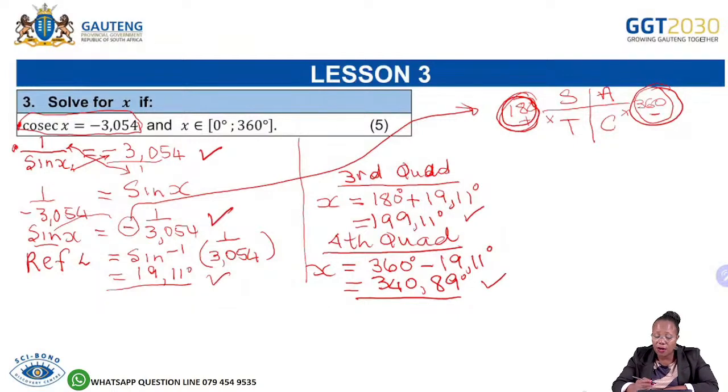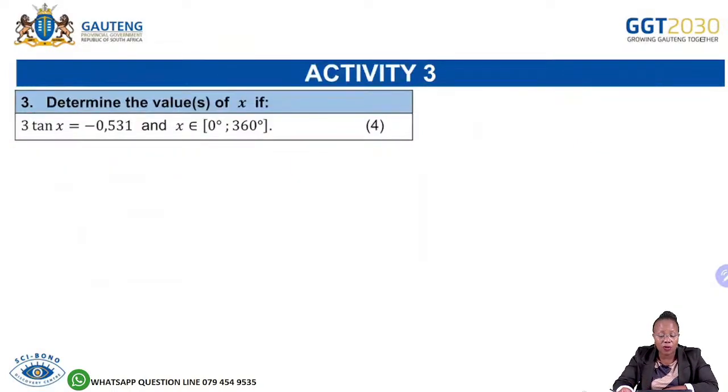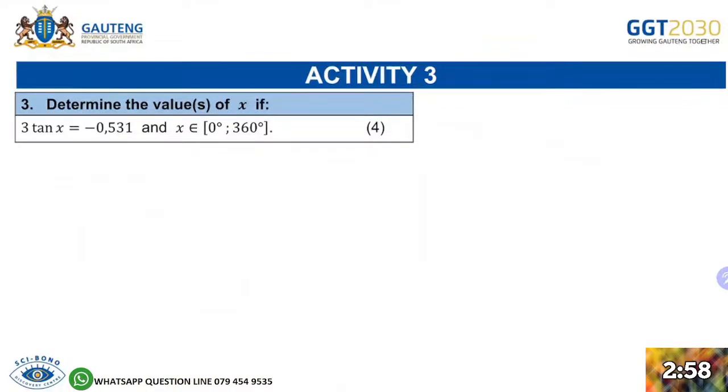And then let's see how far you understand on this one. This is your activity, same application as the previous one. Determine the value or values of x if 3 times tan x is equal to minus 0,531, and x must be an element of 0 to 360 degrees. I am giving you 3 minutes, grade 12, to go through this one, and then we will be reflecting back your solutions after 3 minutes.